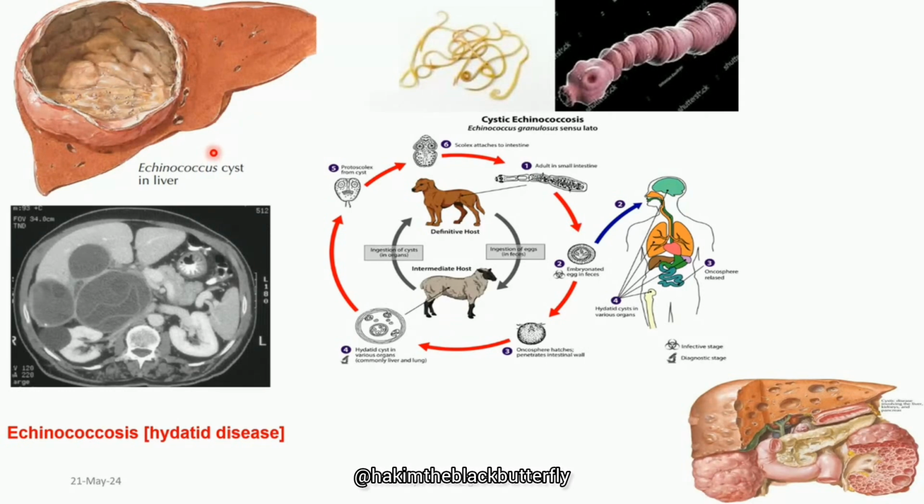congenital reasons. This condition is called hydatid disease, or you can call it echinococcus or echinococcosis. It's a disease that's formed as a result of this parasite, this tapeworm that we call Echinococcus granulosus. This parasite can grow within the liver, resulting in cystic formation in the liver.